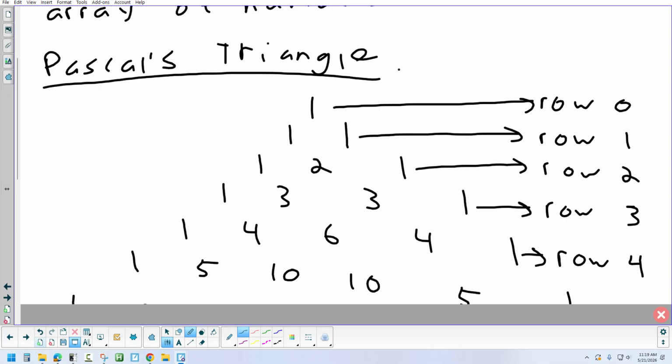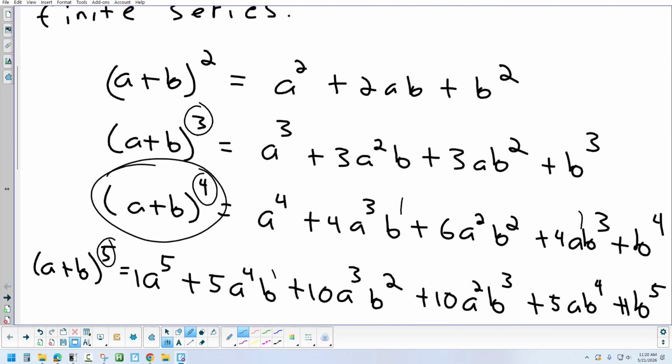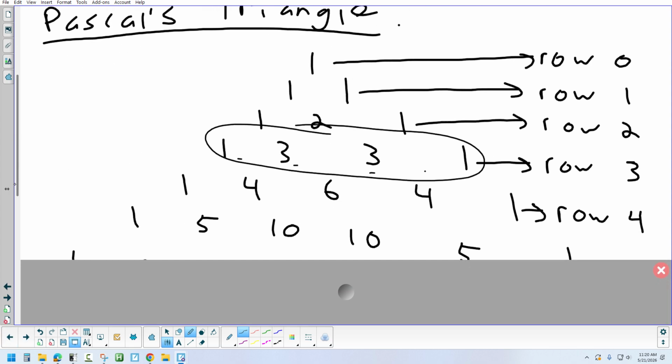So look at row 3 and look at the numbers in row 3. 1, 3, 3, 1. Go back to where we cubed something. Cubed. 1, 3, 3, 1. So to figure out the numbers that are in front, 1, 4, 6, 4, 1, we can use Pascal's triangle to figure them out. 1, 4, 6, 4, 1.